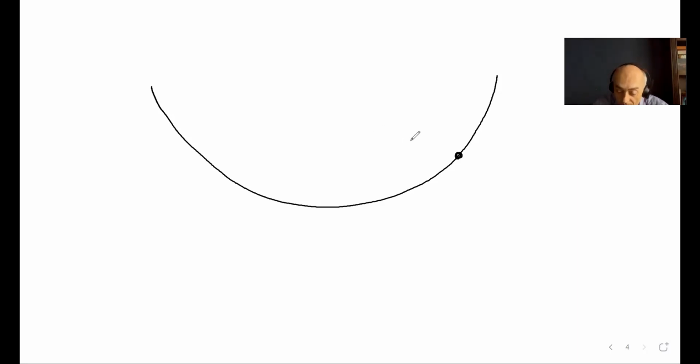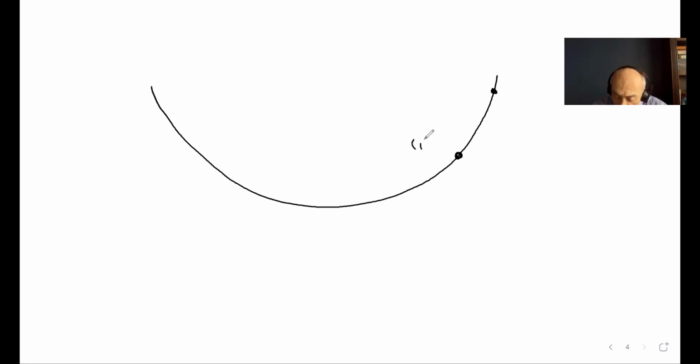All right, so here's the deal. One approach to finding the tangent, Newton said, was to start by first drawing secant lines. So Newton said, let's fix a point here.